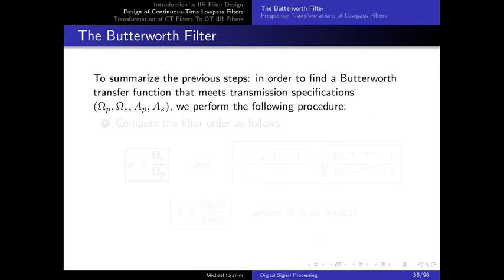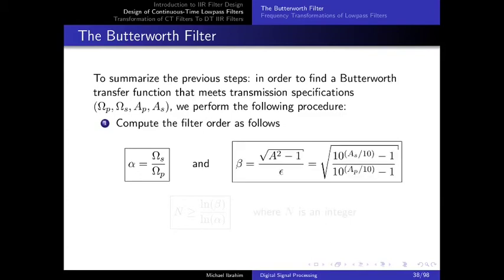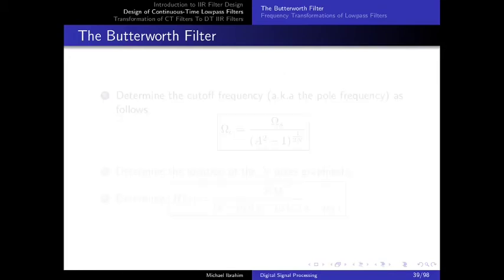So, to summarize the previous steps, in order to design a Butterworth low-pass filter, we start with the 4 specifications we have: edge of the passband, omega p, edge of the stop band, omega s, the passband ripple AP, and the stop band attenuation AS. First we compute the ratio omega s over omega p, or the selectivity factor, which we call alpha. Then we compute beta, and then n is larger than or equal to ln beta over ln alpha. It is the integer that's larger than this ratio.